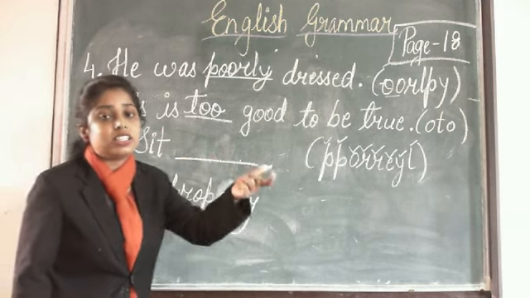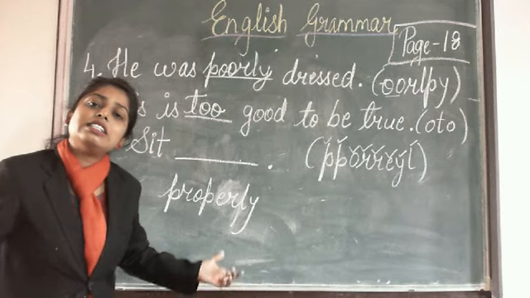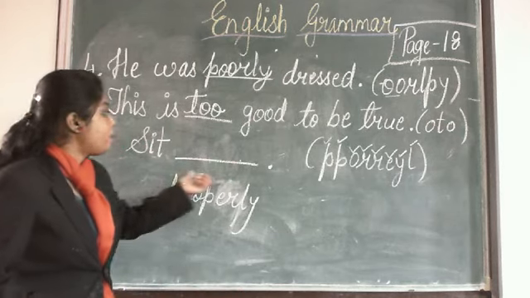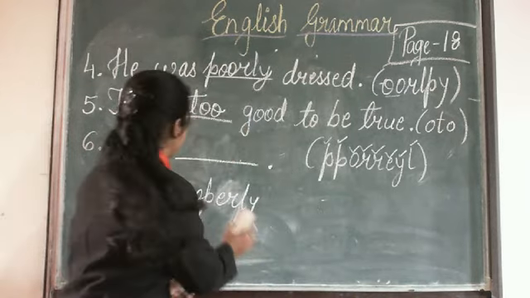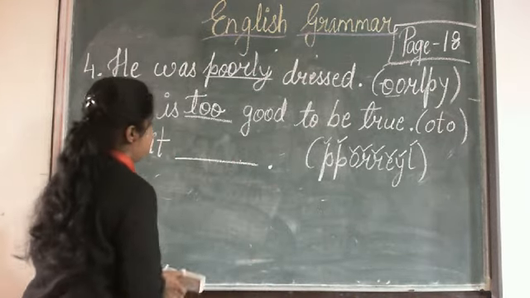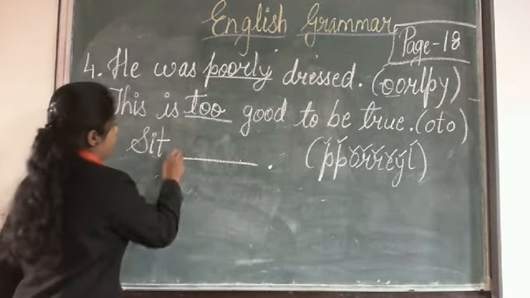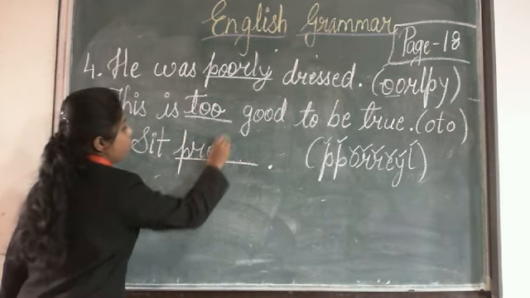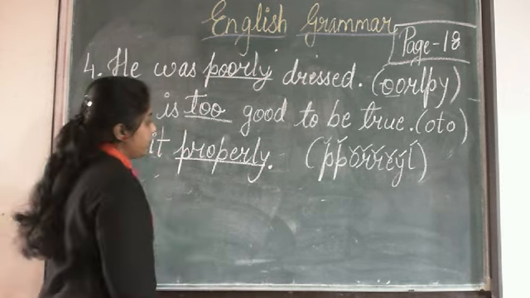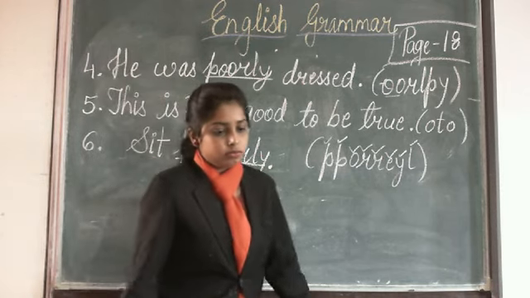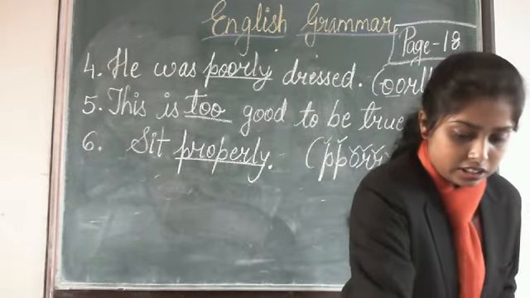So what is the sentence telling us? Sentence is telling us to sit properly, okay. ठीक से बैठो. Alright. So let's write it here. Properly. P-R-O-P-E-R-L-Y. Okay, sit properly. Then eat.